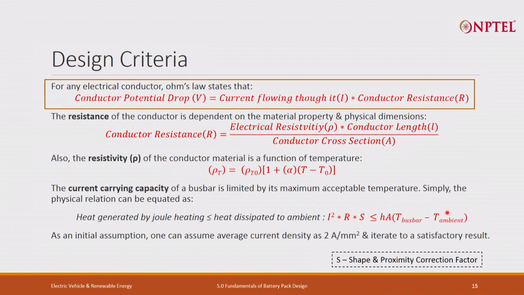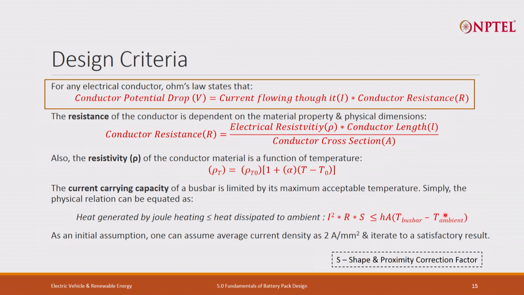Now, this has to be solved iteratively, because your resistance is a function of resistivity, and the resistivity is a function of temperature. So, temperature keeps on changing, resistivity keeps on changing. So, it has to be solved iteratively. As the initial case, one can consider 2 ampere per mm square as a current density. Solve it iteratively, you will find it.